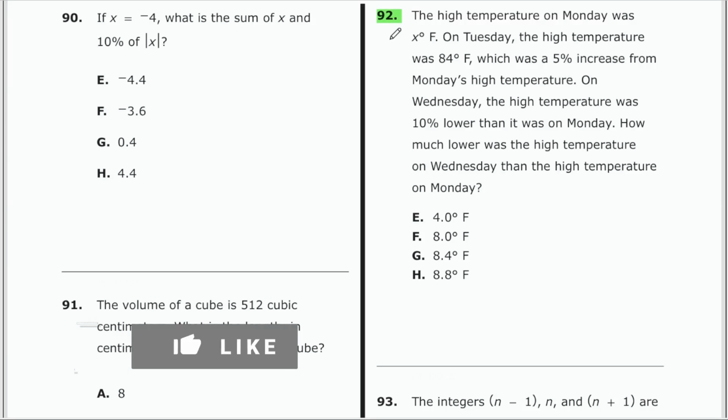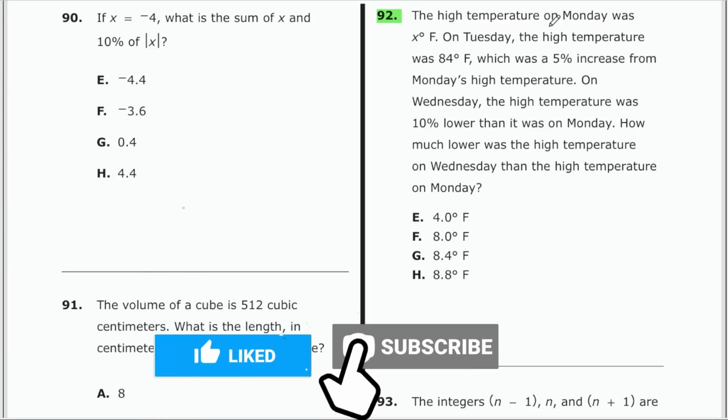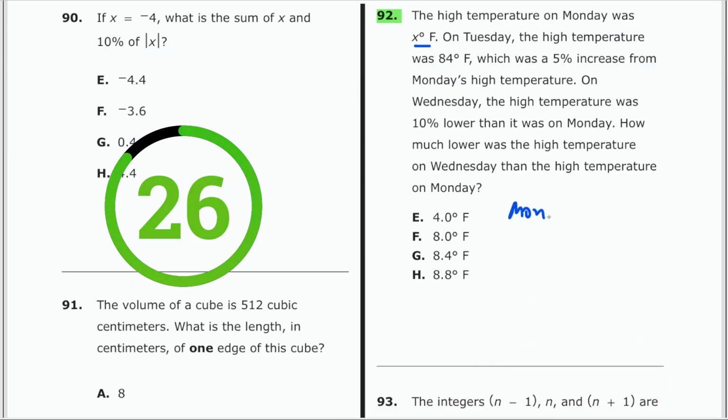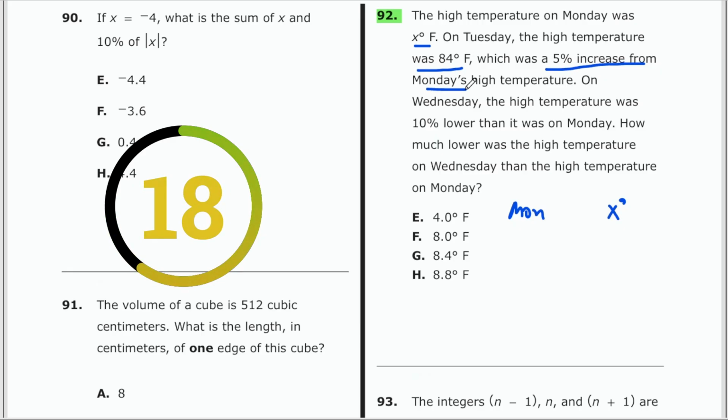So how can you do this problem in 30 seconds or less? The high temperature on Monday was X. So let's write this down. Monday, we got X. Now, on Tuesday, the high temperature was 84 Fahrenheit, which was a 5% increase from Monday's. So therefore, Tuesday, we got 84, and Monday, we have 80.